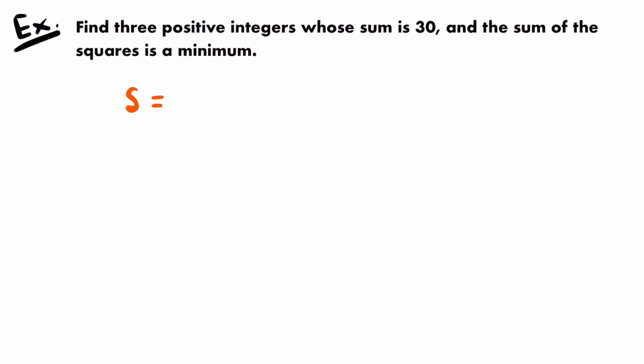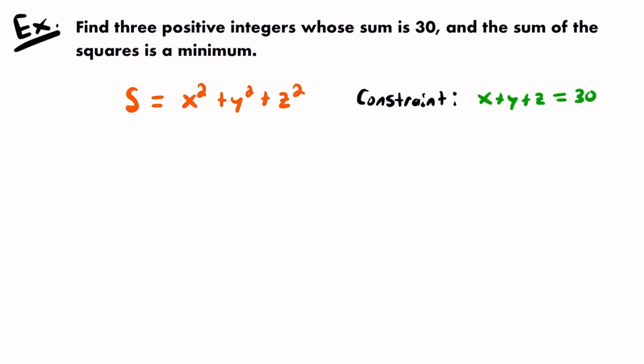And so I'm going to assign the variables x, y, and z to those three integers. So the sum of the squares will be x squared plus y squared plus z squared. And so that will be our main function, or our primary equation for this optimization problem. But then we need another equation for the constraint, or the fact that the regular sum of those three integers x, y, and z is 30. So the constraint will be x plus y plus z is equal to 30.